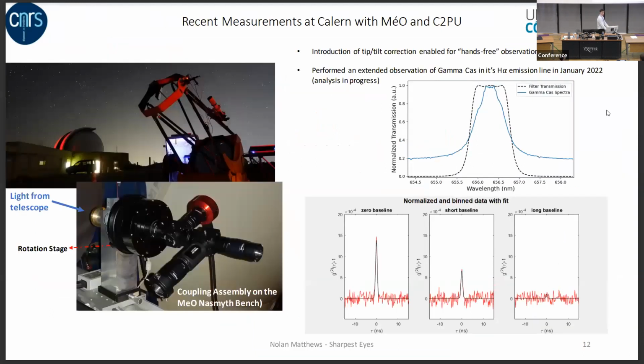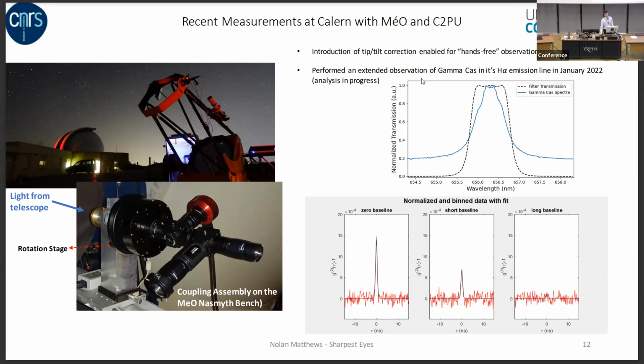More recently, we've gone beyond just using C2PU, and we started to use Mayo and the T1M portable telescope, and that's what I'm showing in the top left here. So Mayo is in the background, T1M is in the front, and you can actually see the coupling module on the T1M telescope right here. And in these observations we performed in January 2022, we observed gamma Cas in its H alpha emission line. And so with the observation of H alpha, we were able to see very clearly a strong zero baseline peak, and then we moved T1M between intermediate and a long baseline to observe the reduction in contrast.